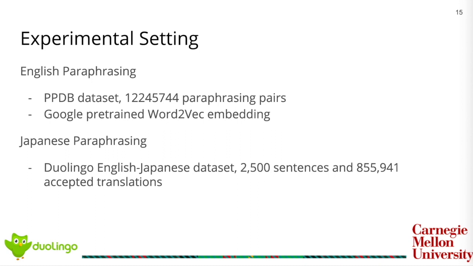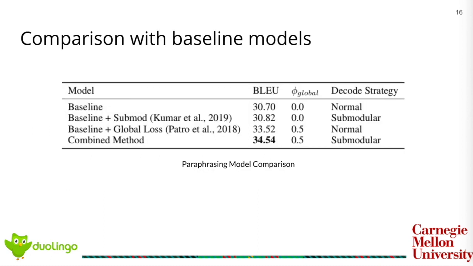Our English paraphrasing model is trained and tested on the PPDB database, and the Japanese paraphrasing model is trained on the Duolingo English-Japanese dataset. As shown in this table, both optimization techniques lead to improvement in terms of BLEU score in application tests. The combined method achieves the best results.